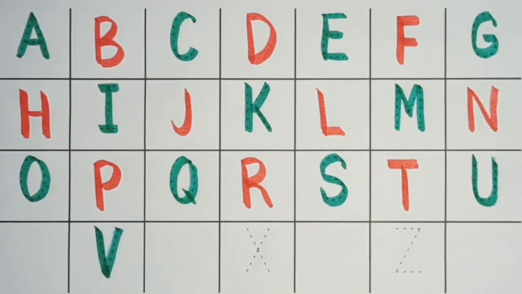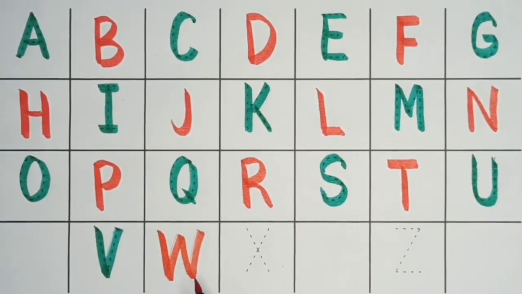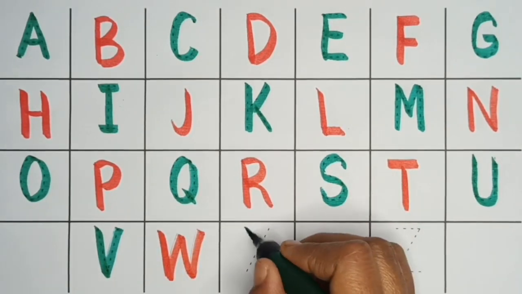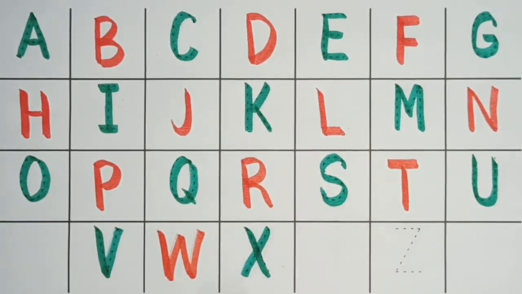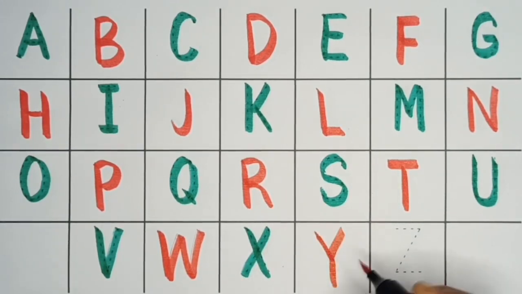V for van. W for watch. X for xylophone. Y for yak. Z for zebra.